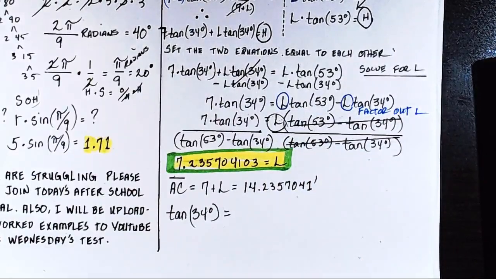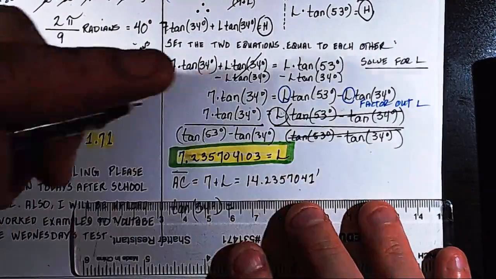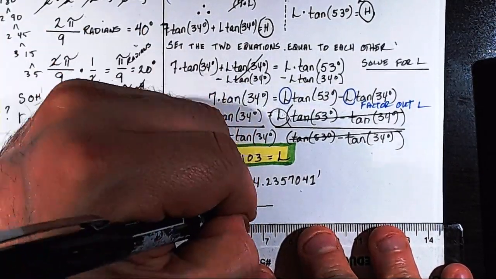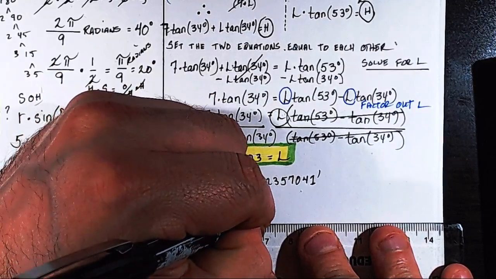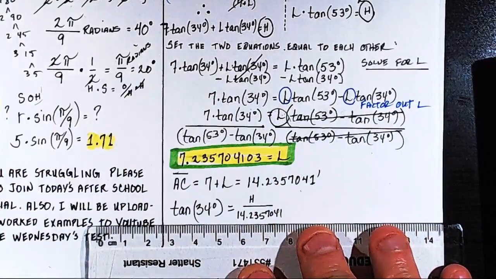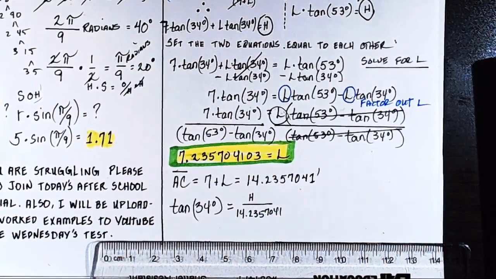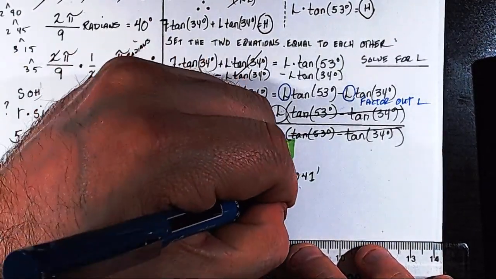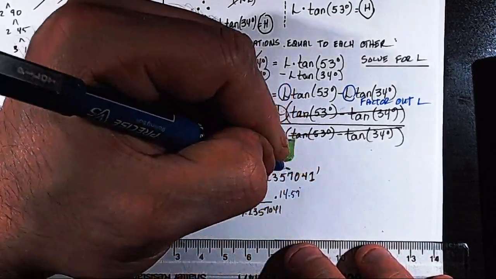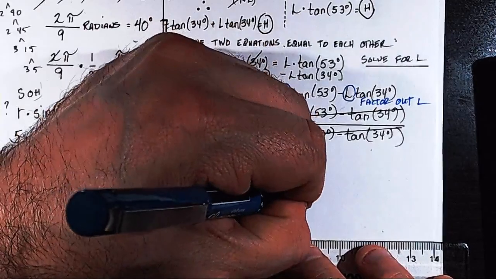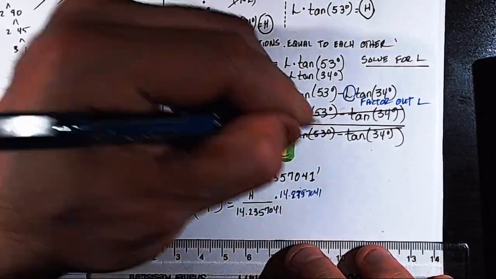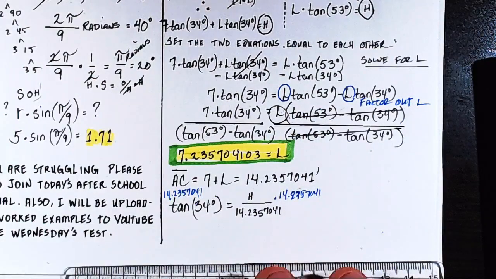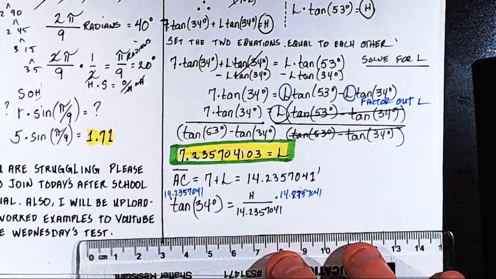equals opposite, which we don't know. That's what height is, H, over adjacent. So adjacent is 14.2357041. Okay, so if we want to know what height is, we're just going to multiply both sides by 14.2357041. Right. So now that means that height is now by itself.